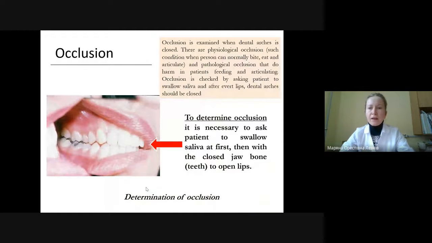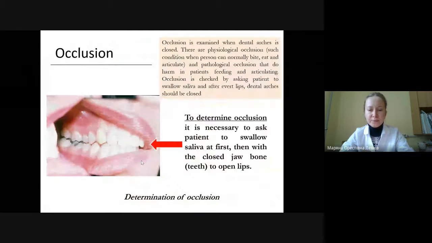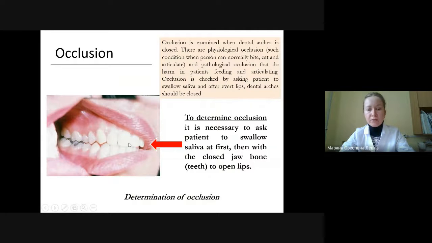How to determine occlusion? Occlusion is examined when dental arches are closed. There are physiological occlusion, such condition when person can normally bite, eat, articulate, and pathological occlusion that do harm in patients feeding and articulating. Occlusion is checked by asking patient to swallow saliva first and after evert lips, and dental arches should be closed. And then the dentist can check the condition of the bite.